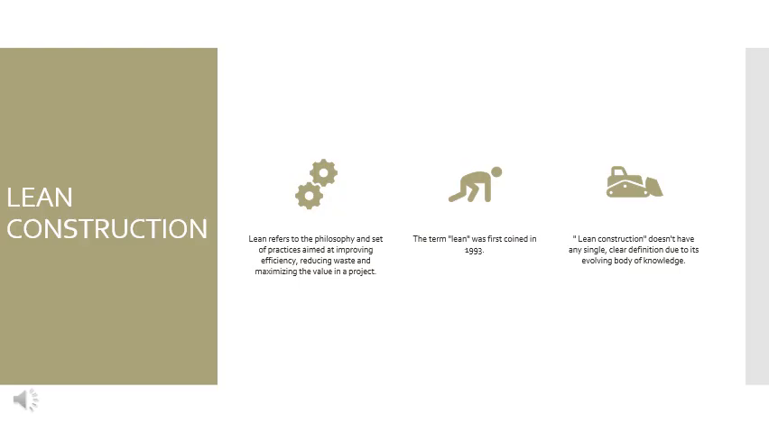And the term lean was first coined in 1993. Basically, friends, lean construction doesn't have any single clear definition because it's always evolving. It's like an ongoing process which basically aims at improving the project output as a whole. So now we are going to learn about the advantages of the lean, and we'll talk about the advantages on the next slide.